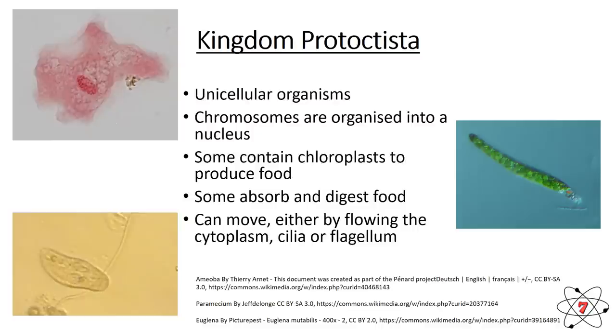They can either move by making the cytoplasm, the jelly within their cell, flow, or they may have hairs on the outside of their body called cilia. These can move in a wave-like action. Or they might have a whip called a flagellum. Again, this can move in a whip-like action, a bit like a rowing boat perhaps, making them move. So Protocista are more advanced than Monera.